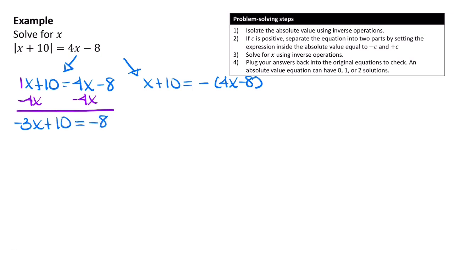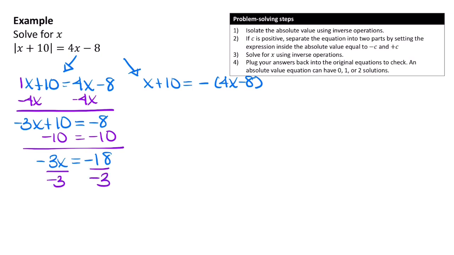So now I can solve by subtracting 10 from both sides. So when I subtract 10 from both sides, I'm going to get negative 3x equals negative 8 minus 10, which is negative 18. Now I can go ahead and divide both sides by negative 3, and that's going to give me x equals 6. So that's going to be one of my solutions.